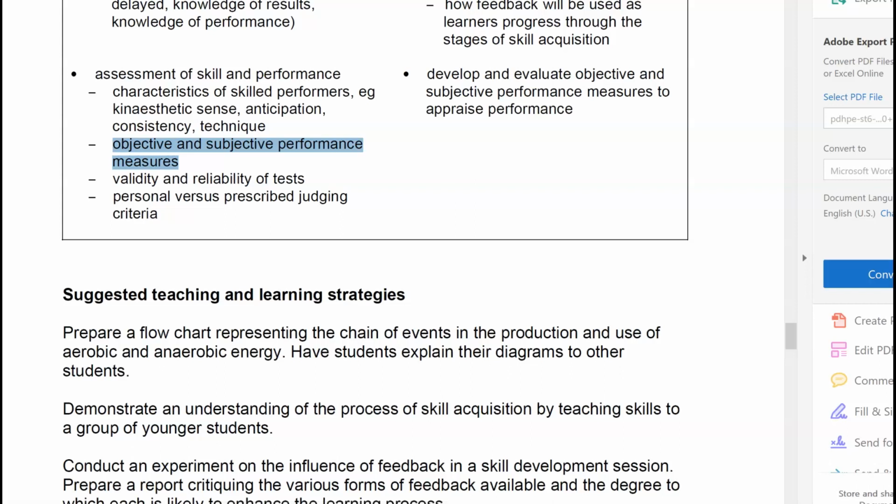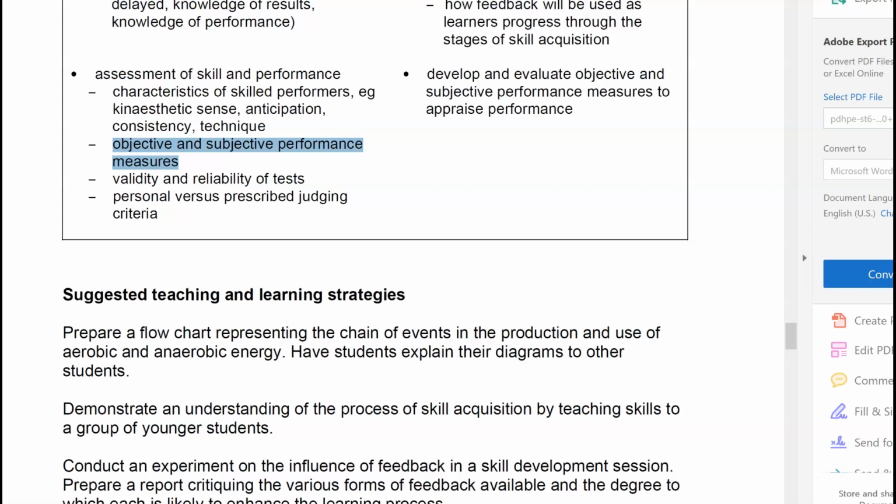Today we are looking at the last dot point on the Core 2 syllabus, which is the assessment of skill and performance, which falls under focus question 4, and we are looking at dash 2, which is objective and subjective performance measures. Now, although you already have notes on this dash point, I'm going to go through what this is and give you sporting examples through one document.